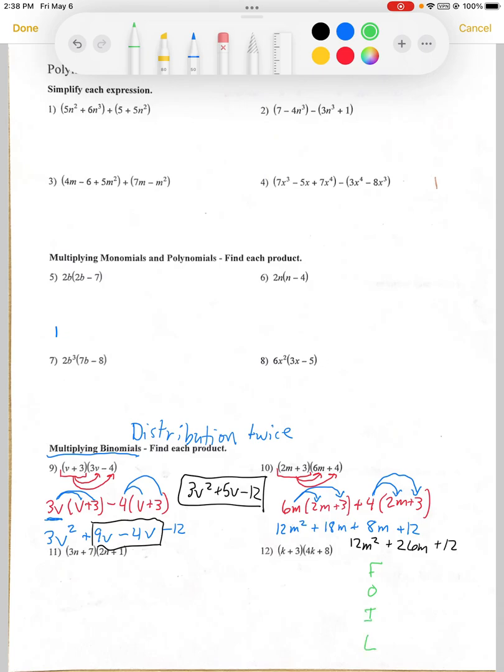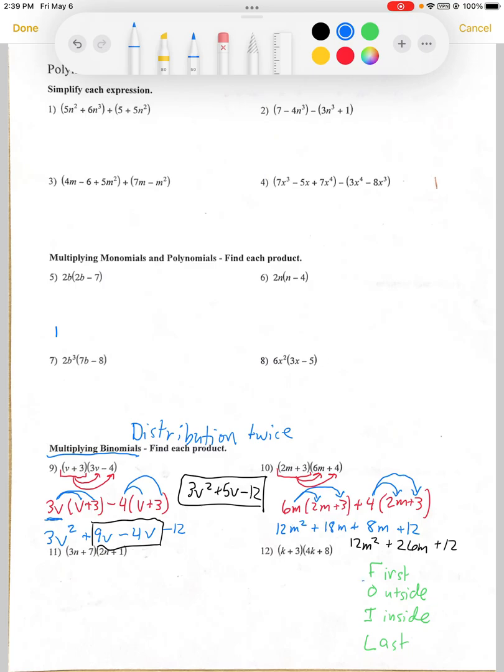FOIL stands for first, outside, inside, last. It's basically just a way of making sure that everything gets multiplied together, just a way of remembering it. So let's go ahead and look at number 11. We're going to start doing our FOIL method.